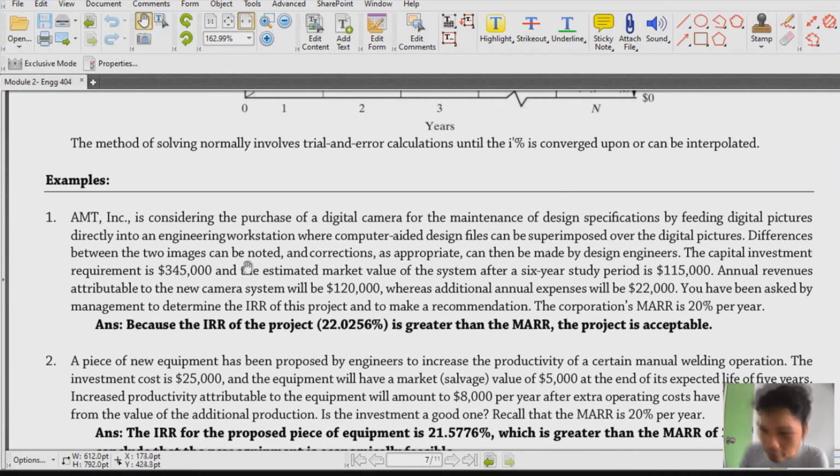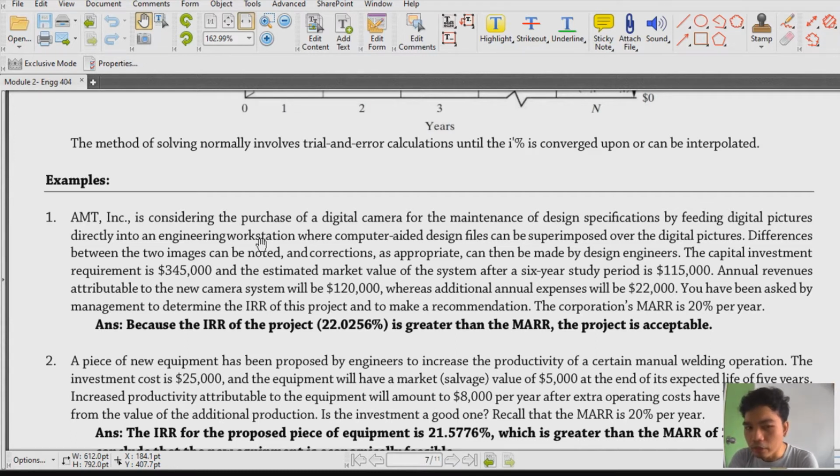Okay, so let's start with the first one. We have the AMT Incorporated is considering the purchase of a digital camera for the maintenance of design specifications by feeding digital pictures directly into an engineering workstation where computer-aided design files can be superimposed over the digital pictures. Differences between the two images can be noted and corrections as appropriate can then be made by design engineers. The capital investment requirement is $345,000. So technically this is the investment, and the estimated market value, that is the salvage value at the end of the 6 years. So the system after a 6-year period is $115,000.